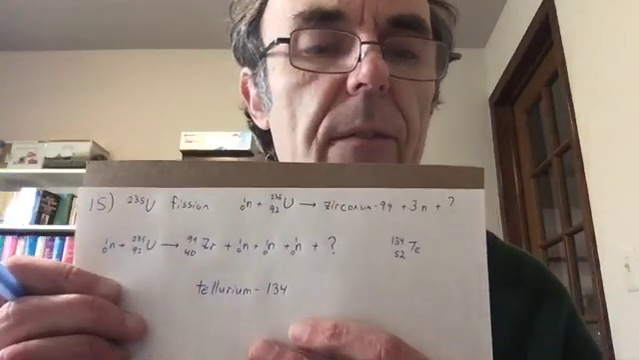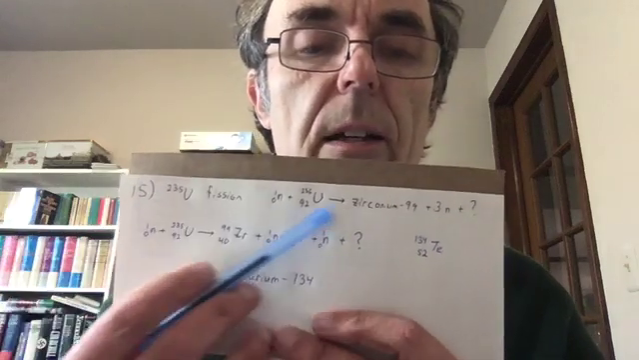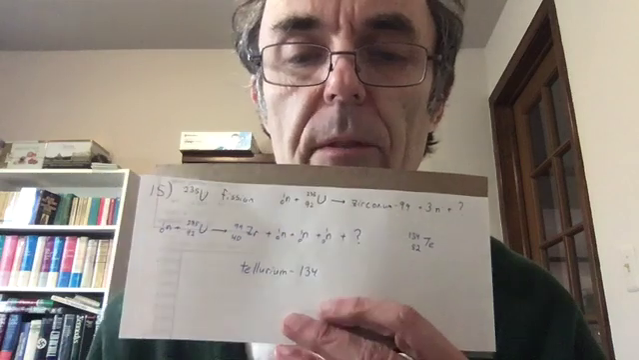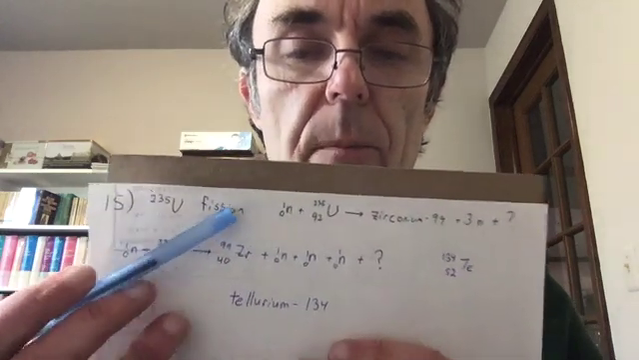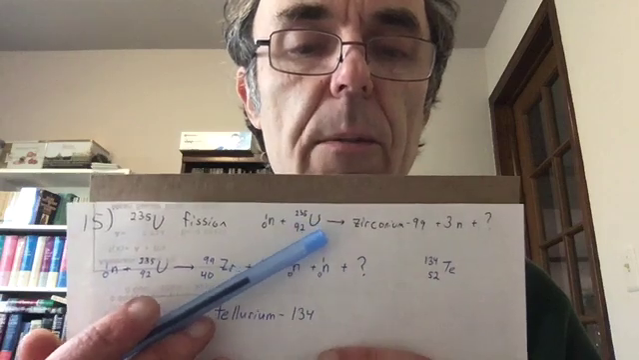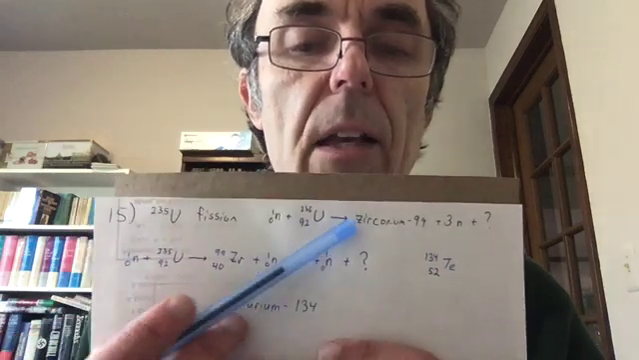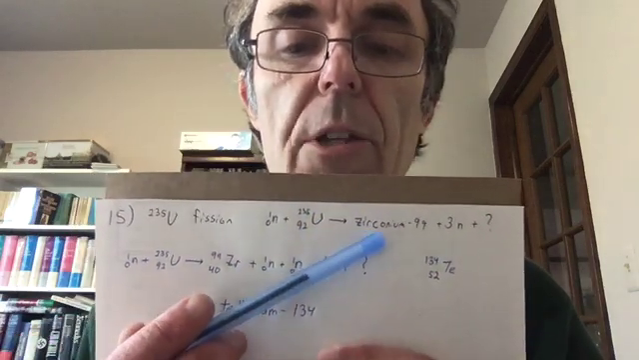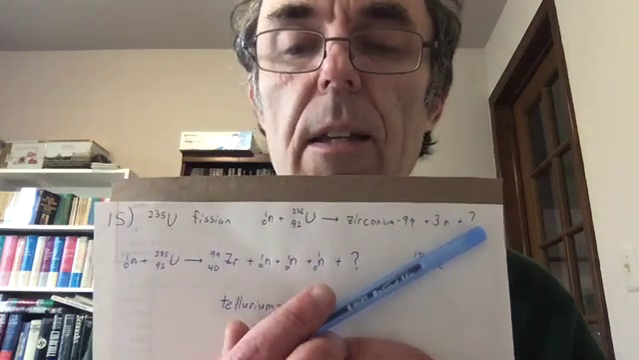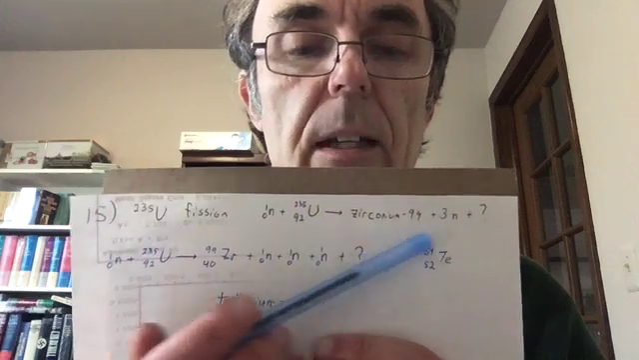Problem 15, fission. The example we gave in class of fission, where one of the products was barium, is just one example of the many ways fission can work. And the question is, what happens if you take a neutron, you fire it at uranium-235, and it undergoes fission, and you get zirconium-99 plus 3 neutrons plus something else? What is the something else?